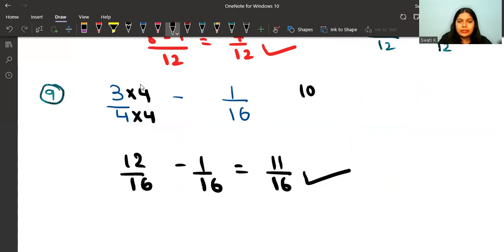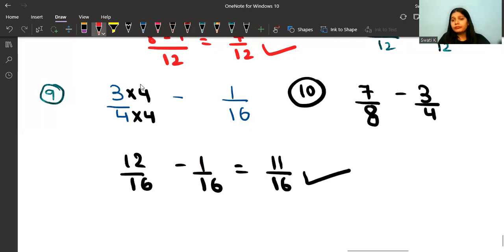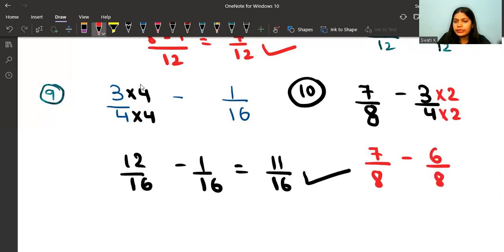Now let's go to the last question for the day, and that is 7 by 8 minus 3 by 4. So of course, here it is already 8. What I can do is I can convert this 4 into 8 by multiplying this by 2, and I'll do the same thing here. 7 by 8 minus 3 times 2 is 6, 4 times 2 is 8. 7 minus 6 is 1, and this is 8, so 1 over 8. So this is the answer, and that is it for today.